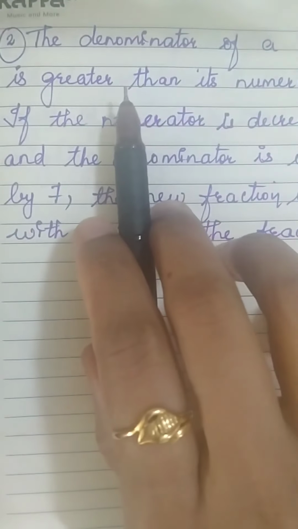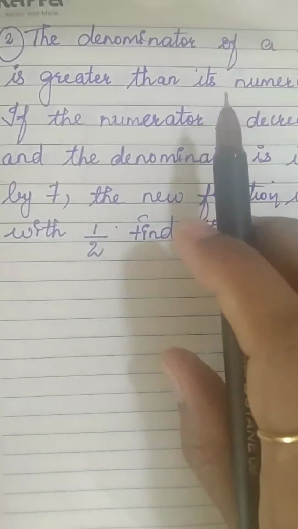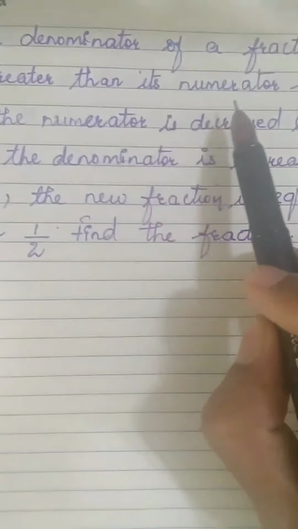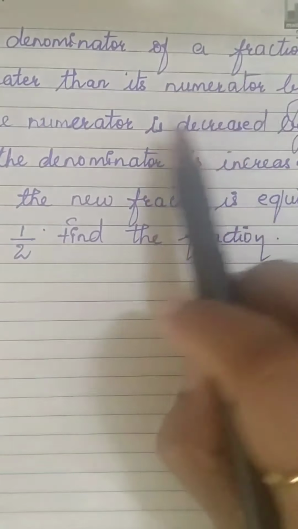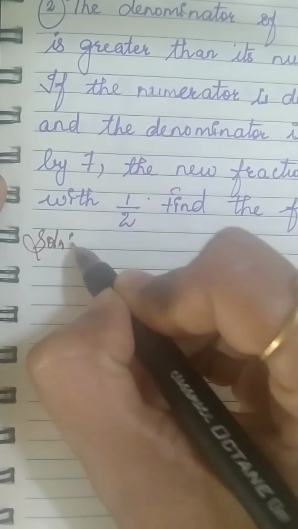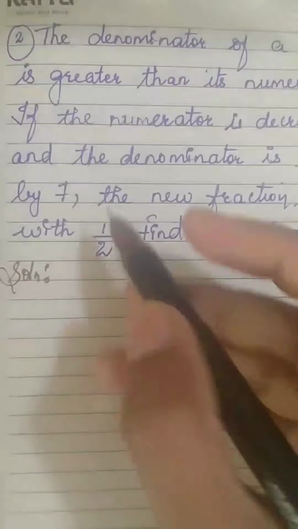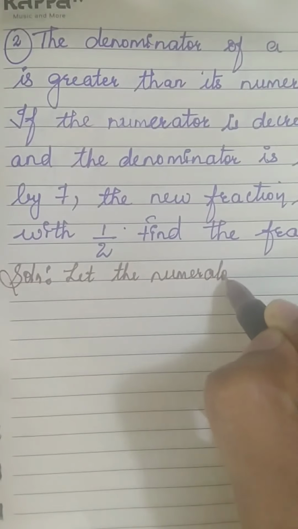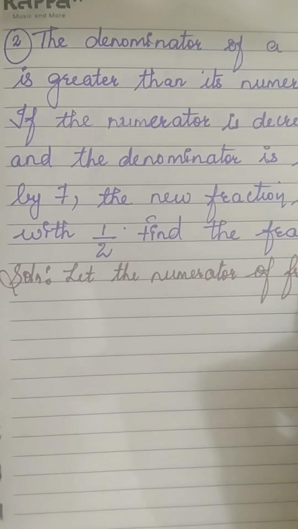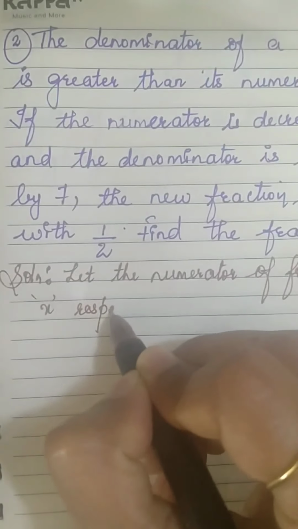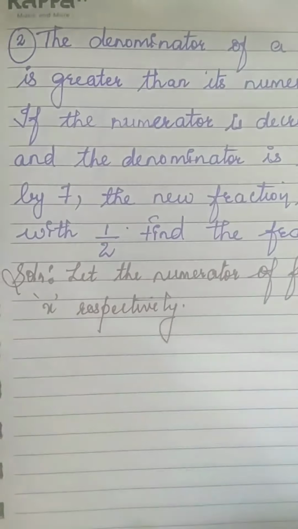Tell me, frame in your mind, what will you assume as x? The denominator of a fraction is greater than its numerator, so the numerator is coming second, by 12. So, we will write in the solution: the numerator is mentioned second, no? Let the numerator of the fraction be x.